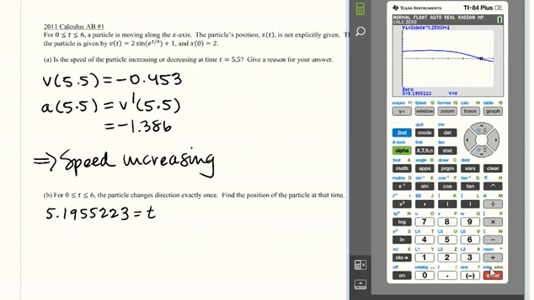Okay, we want x at that. So x of that time. I'm going to find this value by saying, okay, f of b equals f of a, and they told us x of 0, plus the integral from 0 to 5.1955223 of velocity.